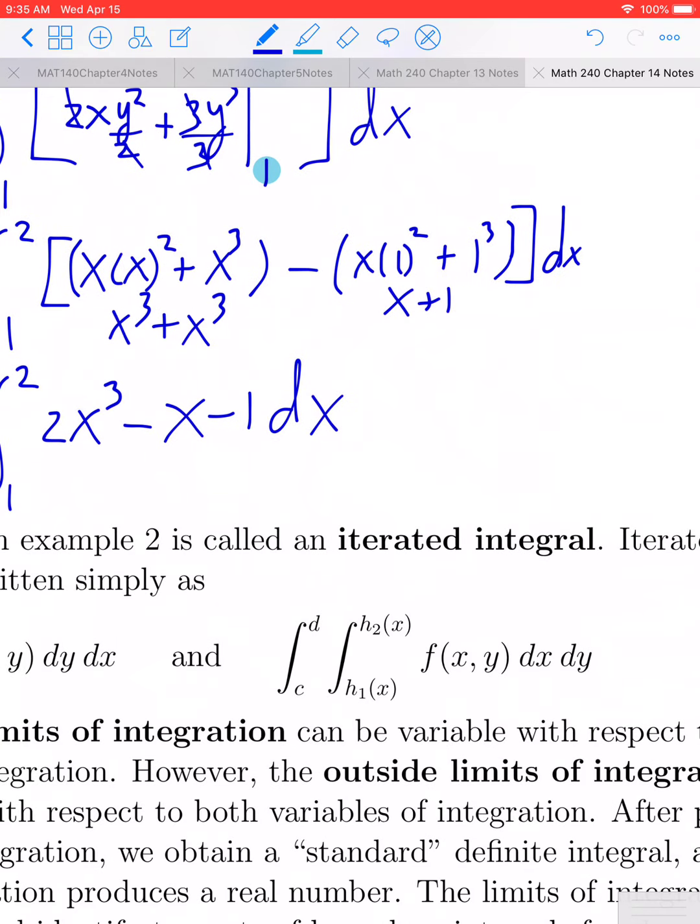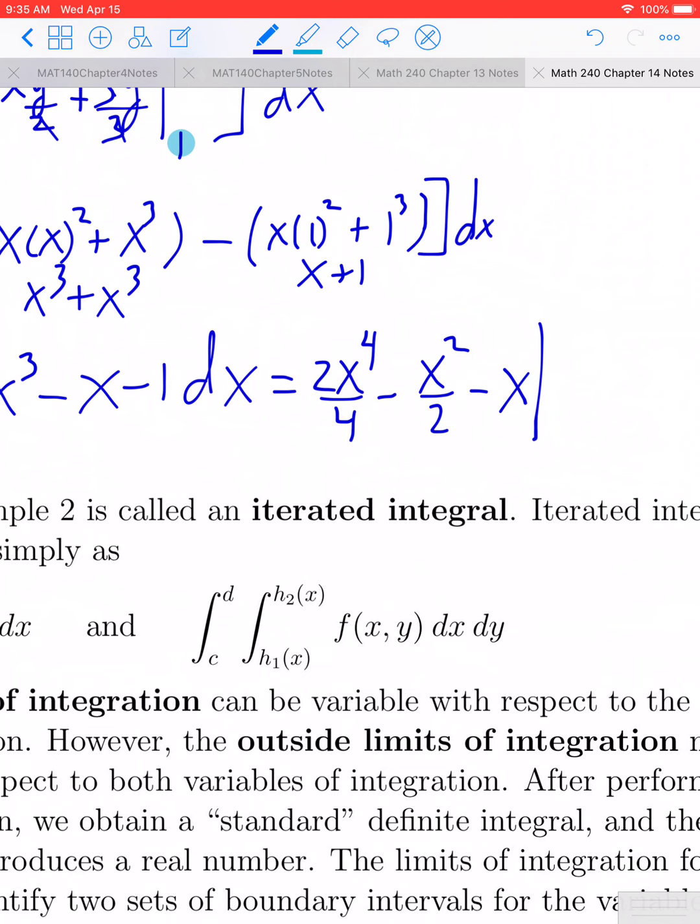This is just a classic definite integral in the variable x. We can go ahead and find an antiderivative for this. Add 1 to the power, divide by the new power. The antiderivative of x is x squared divided by 2. The antiderivative of 1 is x. And then this is going to be evaluated from 1 to 2.